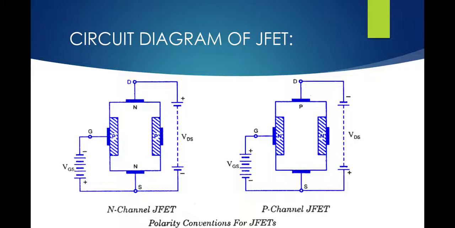You can see here in N channel JFET above VDS, positive charges flow, whereas in P channel JFET above VDS, negative charges start flowing.